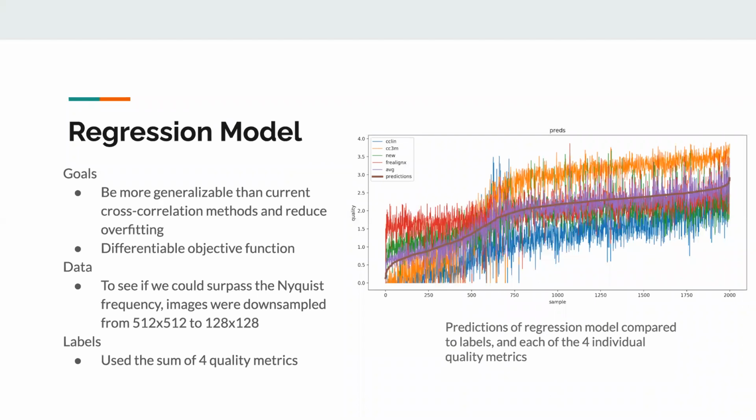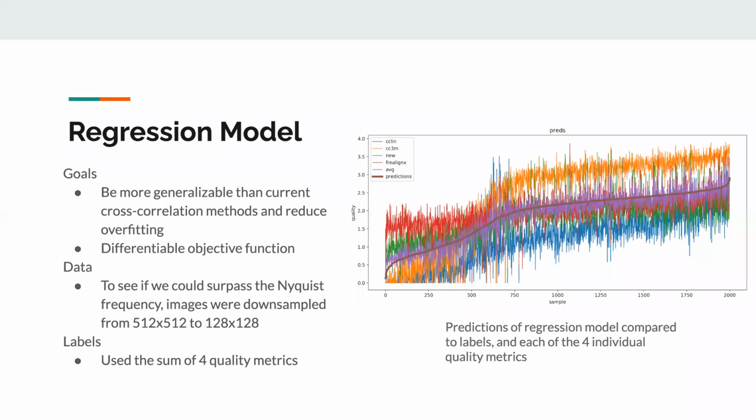We started working on the regression model, which would predict the quality scores of images so we could later use it as an objective function. We wanted to replace the current cross-correlation methods with a neural network because we hoped that the model would have a regularizing effect, reducing the overfitting that is present in cross-correlation methods. Using a neural network also has the added benefit that it is fully differentiable, so we can apply gradient descent to our alignment or super resolution models.